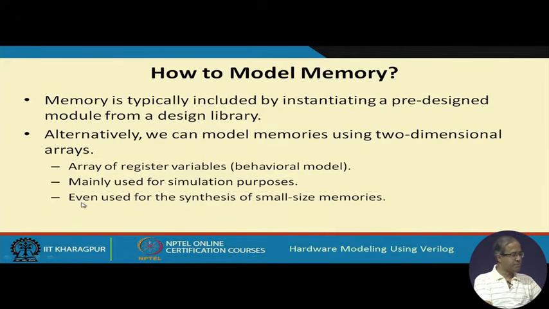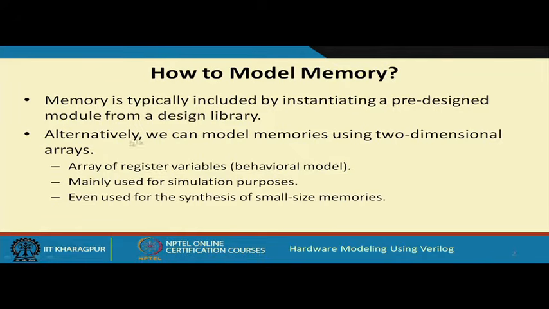Now, in the examples that we shall be showing today, as an alternative we can also model memories using a two dimensional array. Now, you see, memory conceptually consists of a number of words, each word consists of a number of bits. So, each word we can regard as some kind of a register. So, a memory array can be regarded as an array of registers, where each register has a particular width, number of bits. So, memories can be modeled as an array of register variables.